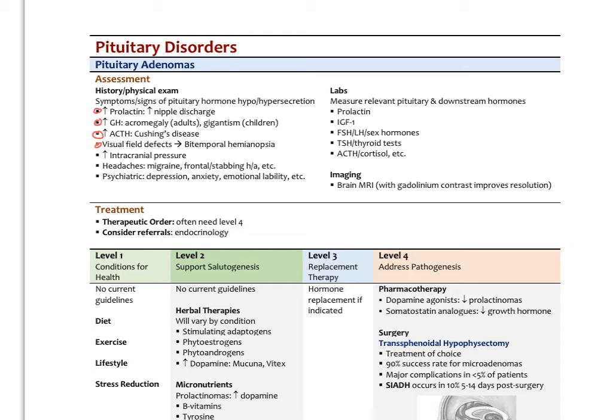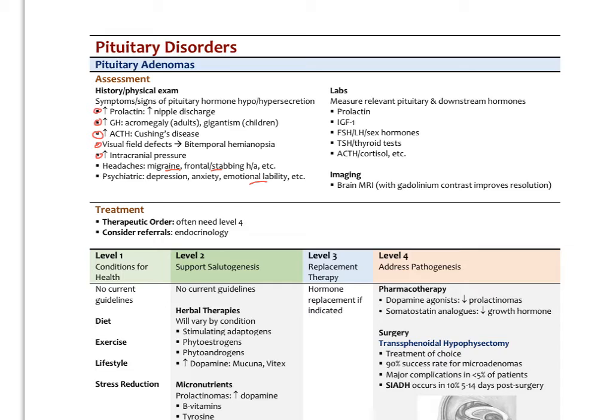Again, visual field defects like the bitemporal hemianopsia, increased intracranial pressure with headaches, and that can be described as migraine-like, frontal or stabbing headaches, etc. And then even psychiatric symptoms like depression, anxiety, but also a lot of emotional lability, instability, anger, aggressiveness that sort of comes out of nowhere. That might be something to think about, is a pituitary adenoma.